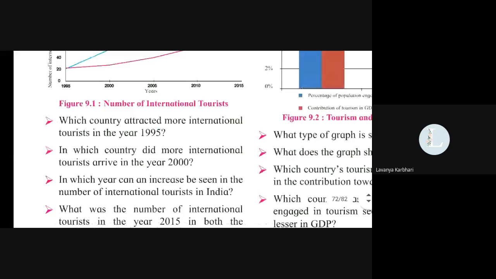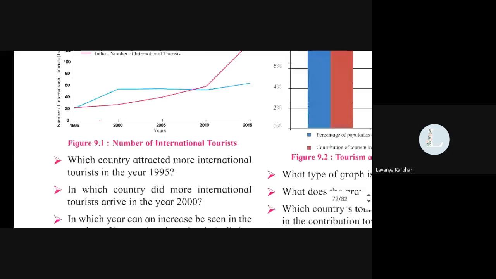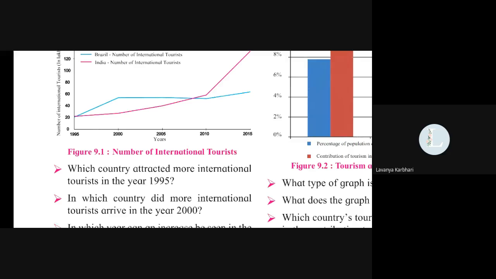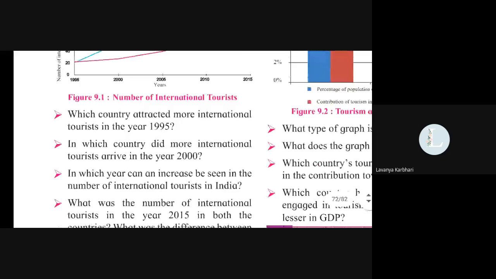More tourists. In which country did more international tourists arrive in the 2000? Okay, so in 2000, for Brazil, obviously you can see from the graph, more number of tourists came. In which year can we see an increase in the number of international tourists in India?